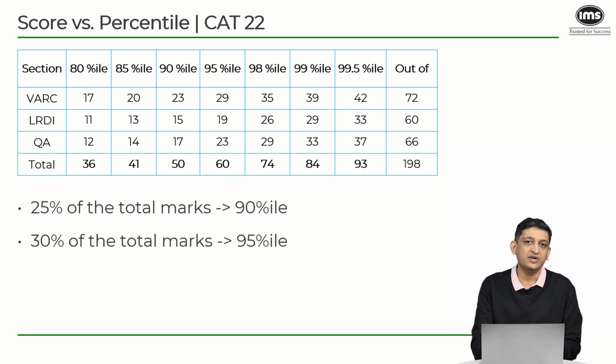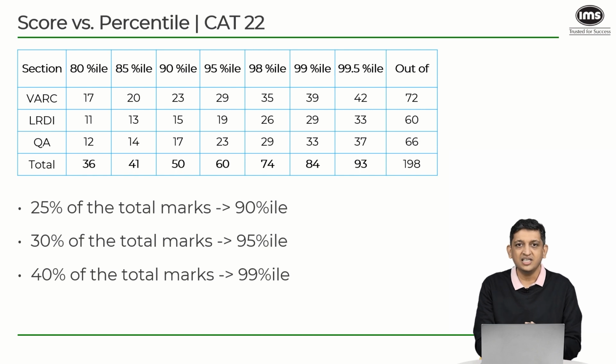Now let's say, for example, you would have scored 30% of the total marks. So out of 198 marks, say you would have got somewhere around 60 marks, then you would be at the 95th percentile. And if someone aspires to get a 99th percentile, then the benchmark here will be 40 to 45% of the total marks. So if someone would have got 40% of the total marks, then that person would have got a 99th percentile. Now if you cross the 90th percentile, almost invariably you will be in contention for many of the top institutes, even including some of the IIMs.